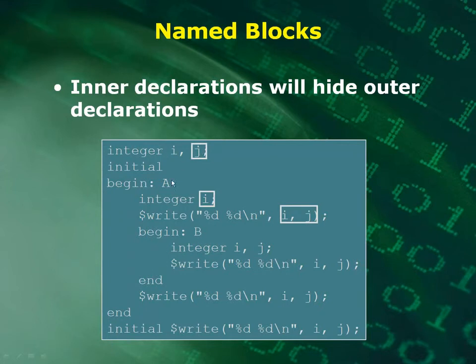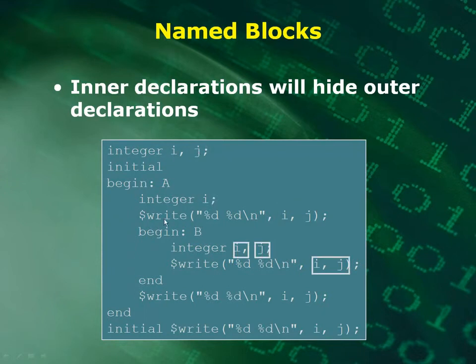Here in this initial block we have a begin-end block that we've named A, and we've said we have a local integer I. So now when we do a write and we use I in that write statement, it's referring to this local integer I. And this j then, because there's no local j, refers to this global j up here.